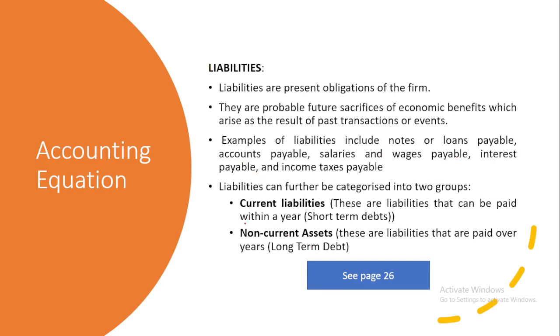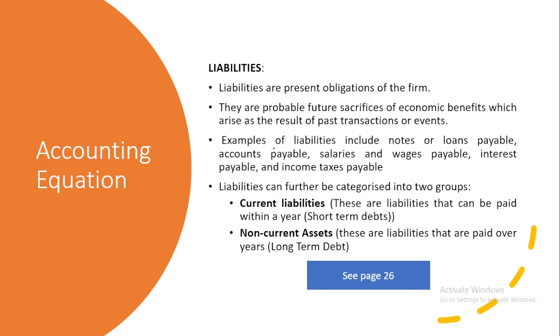Here it says that liabilities represent obligations of the firm, and they are a probable future sacrifice of economic benefits which arises from the result of past transactions or events. Examples of liabilities include notes payable or loans payable. If a company borrows money to buy assets, they will still have to pay back the loan and interest, which is a sacrifice of economic benefits to assets which will generate profit.